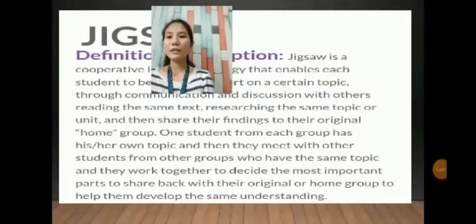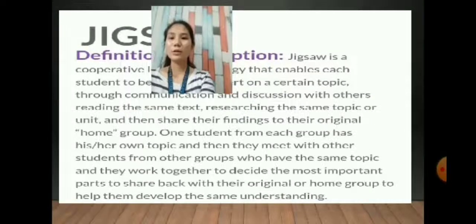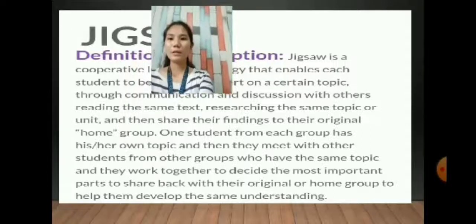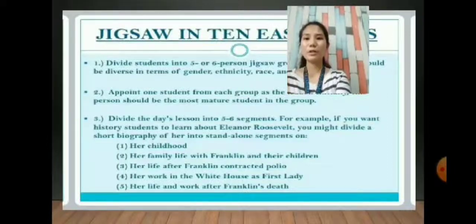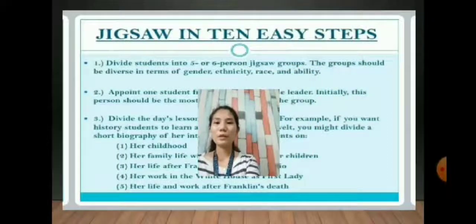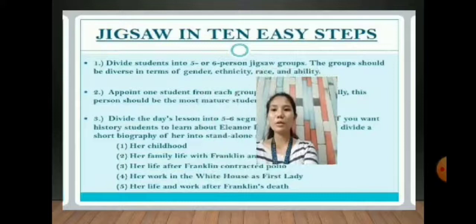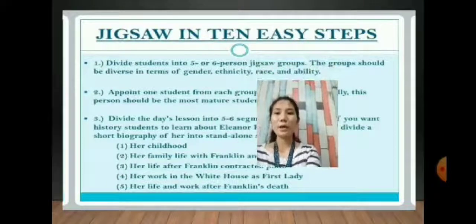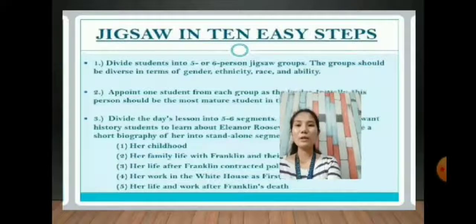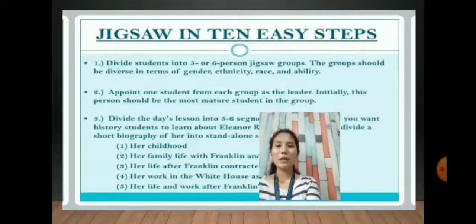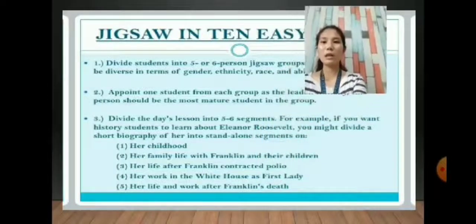Here are 10 easy steps to have an effective jigsaw strategy. So first is divide students into 5 or 6 person jigsaw groups. The groups should be diverse in terms of gender, ethnicity, race, and ability. Number 2, appoint one student from each group as the leader. Initially, this person should be the most mature student in the group.